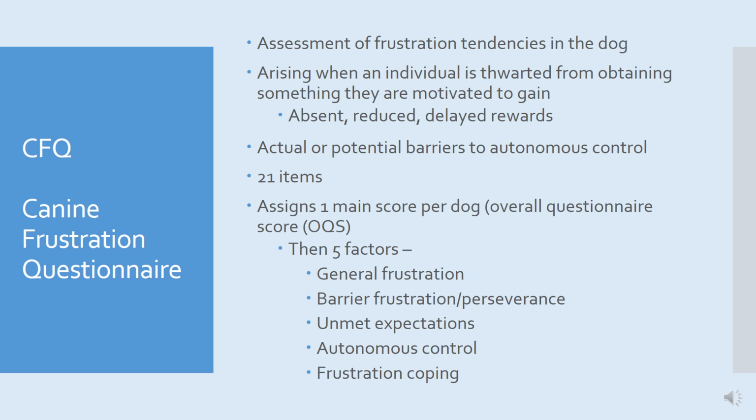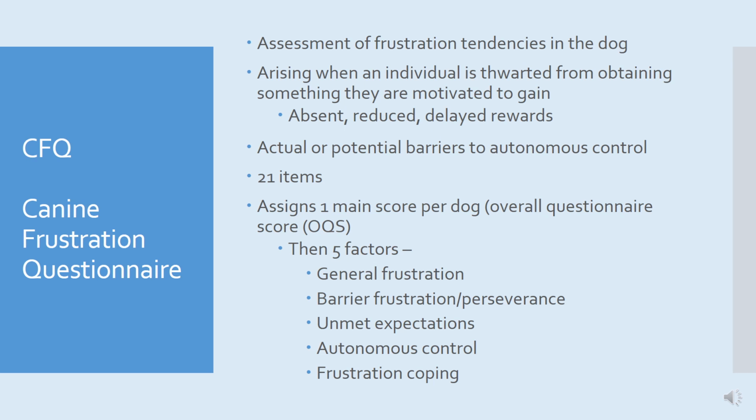Here we're concerned with situations where the animal's autonomy or ability to control its environment are limited in various ways. So basically, whenever an individual is thwarted from obtaining something they're motivated to gain, then we can expect them to be frustrated. That could be that something is absent, that they get less than expected, or that rewards are delayed. But it also happens actually when animals are restrained as well, or when individuals potentially enter their territory or personal space.